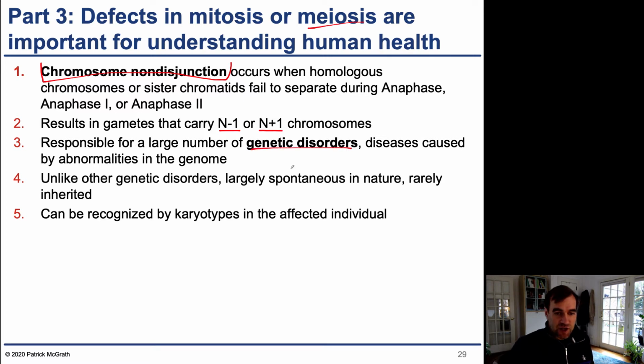Unlike other genetic disorders, this is largely spontaneous in nature, and it's rarely inherited, and it can be recognized by karyotypes in the affected individual. So this is one of the first genetic diseases. Genetic diseases of this type were one of the first to be understood by medical doctors, and that's because they could be recognized at the level of the karyotype.